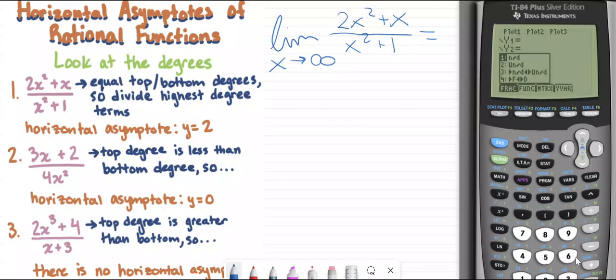But even if you're 99% sure you think you know what it's doing, it's always worth taking a look at. Picture's worth 1,000 words. So we could graph this and we could look at the table. Maybe we'll do all three just for safety's sake. All right, so 2x squared plus x over x squared plus 1. So first I'll just look at the graph.